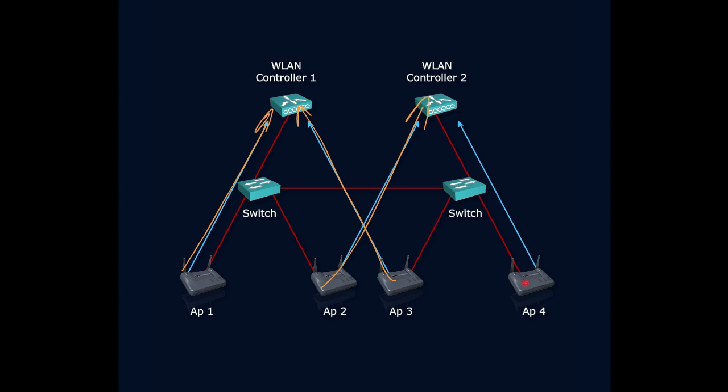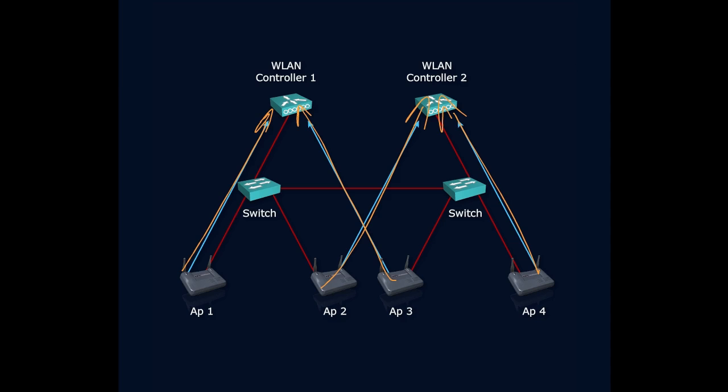Next, AP4 is booted up. AP4 goes through the CAPWAP process, just like we talked about, goes through all the numbers and finds out that wireless LAN controller 2 only has one AP associated with it. Wireless LAN controller 1 has 2. So it's going to join wireless LAN controller 2. So the least loaded in every instance.